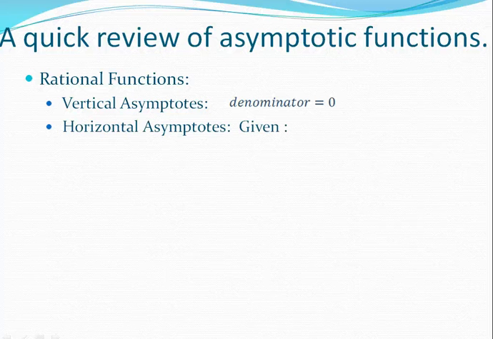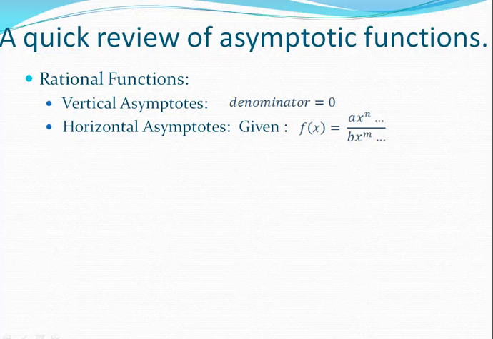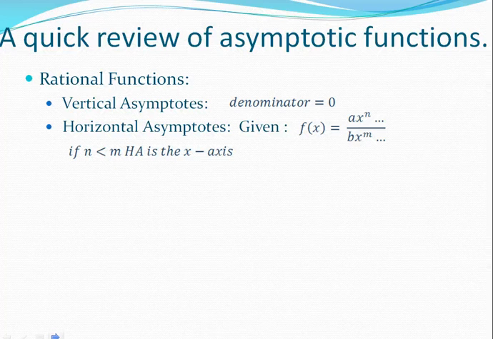Now looking at horizontal asymptotes, we look at our functions and we want to look at that leading term in both the numerator and the denominator. Comparing the exponents of the leading term, we look and see if n is less than m, then the horizontal asymptote is the x-axis, or the line y equals 0.